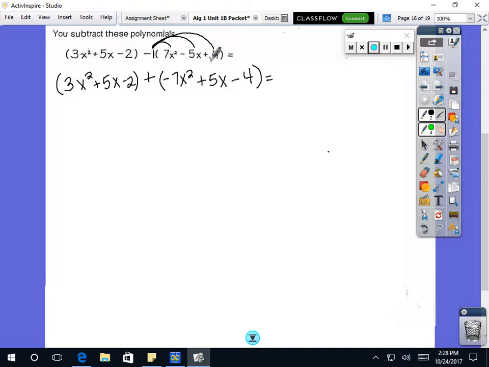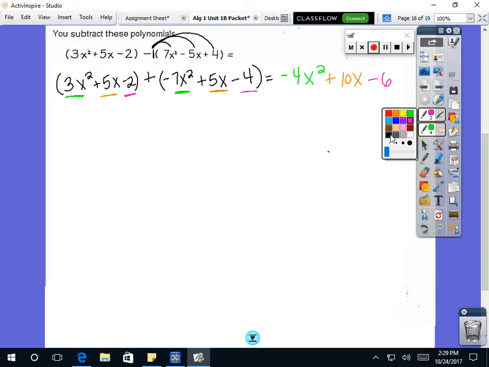Okay, so now we have changed it to an addition problem. After you have distributed that negative 1 to everything after it, you just add, just like we did yesterday. So 3x squared can be added to what? Negative 7x squared. And when you add those, you get negative 4x squared. 5x can be added to positive 5x, and when you add them, you get 10x. Okay, and then negative 2 can be added to negative 4, and when you add those, you get negative 6.